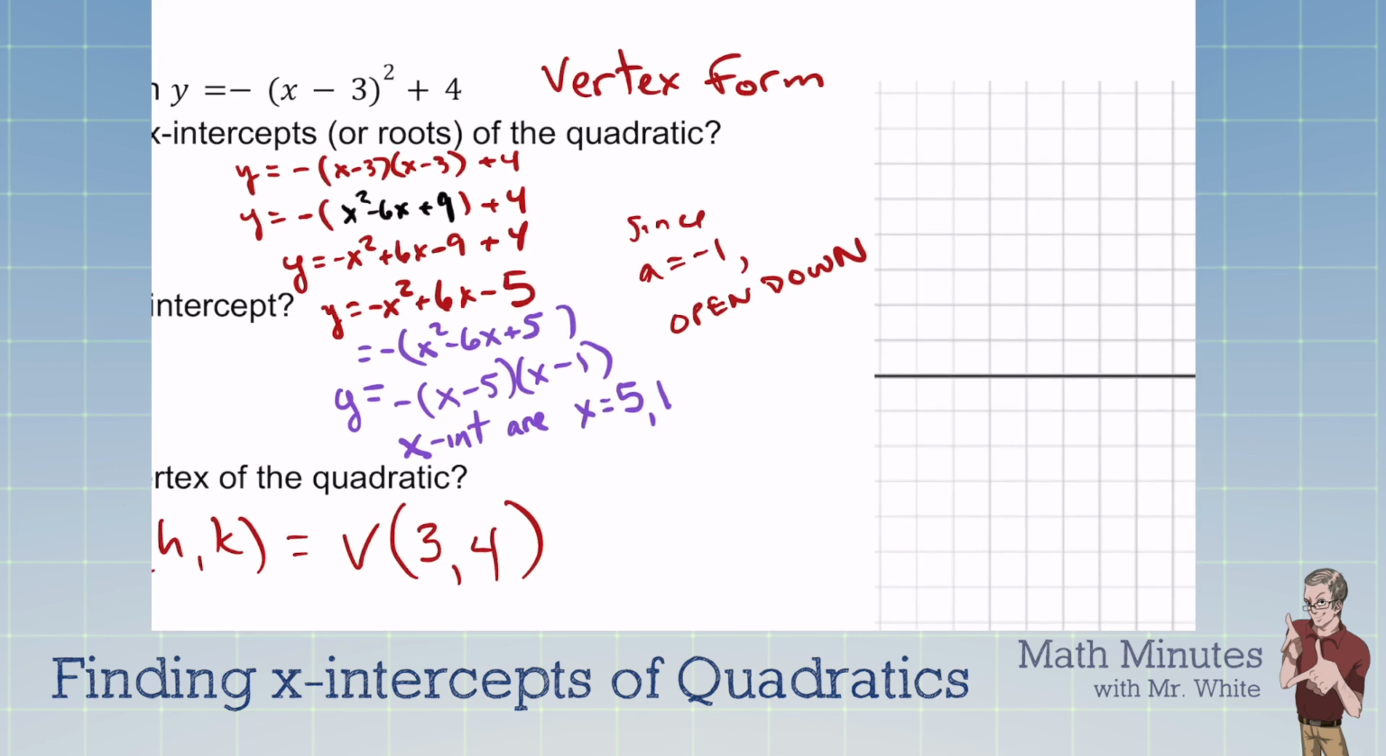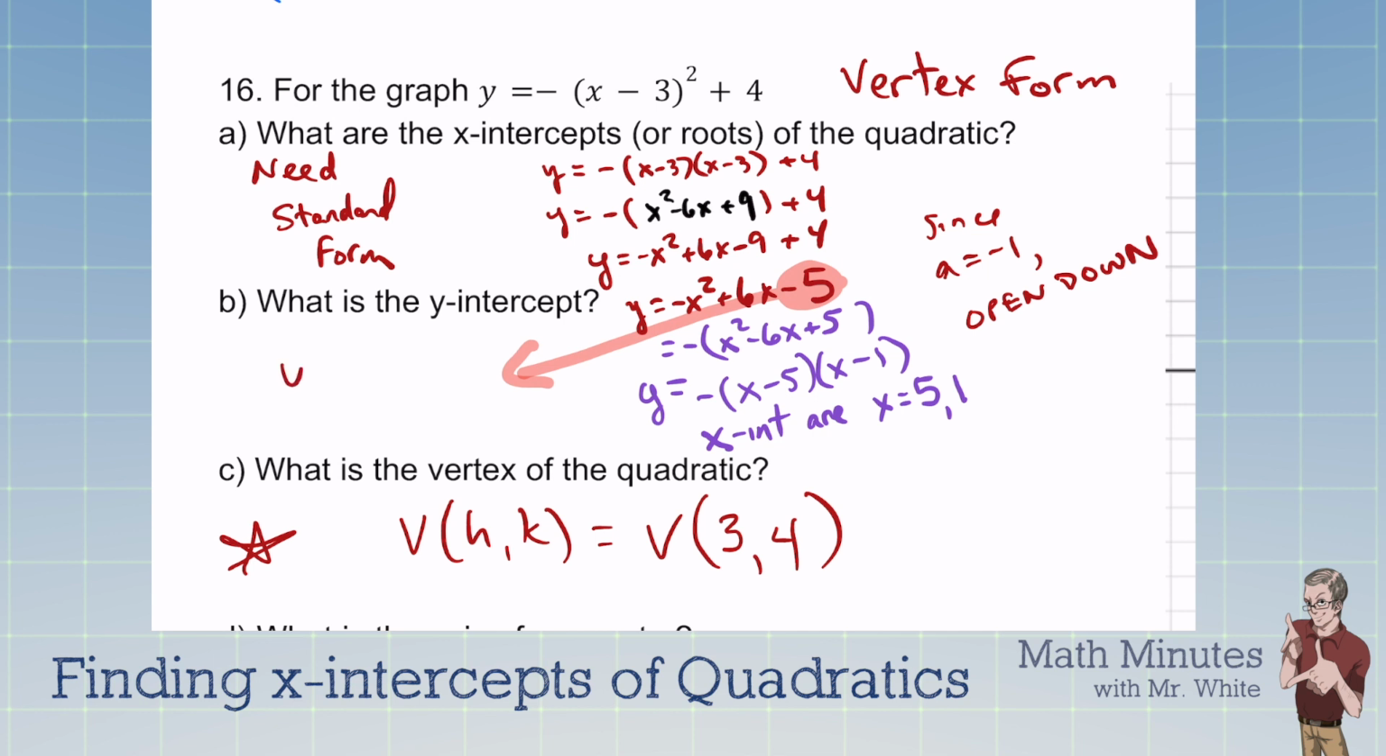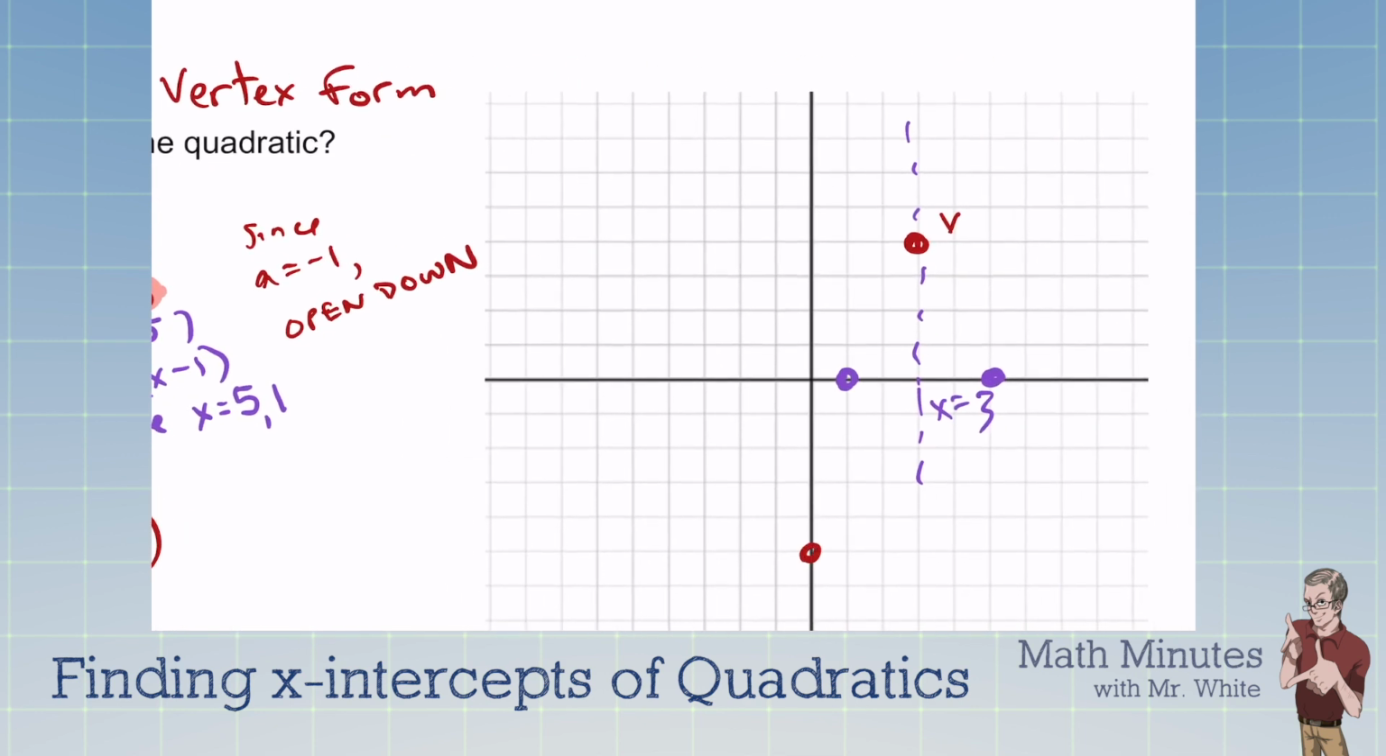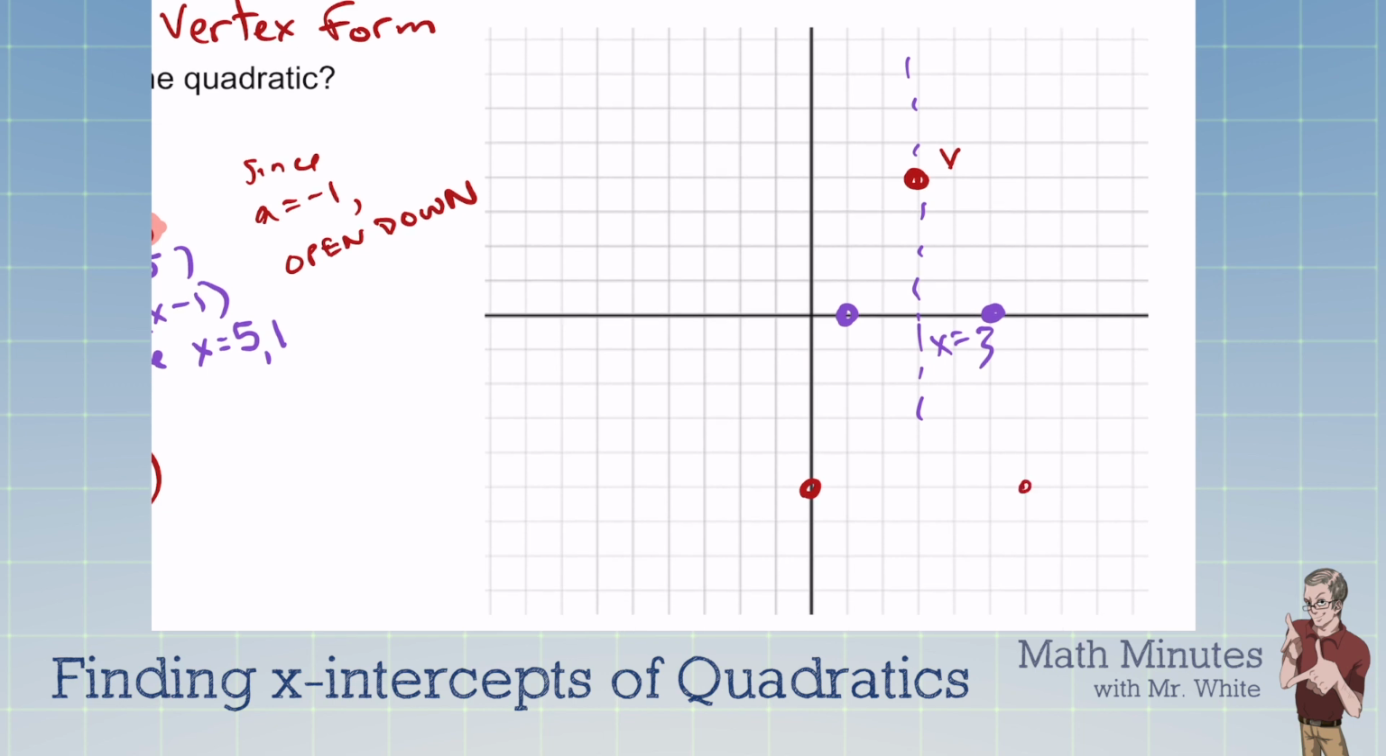Well, a y-intercept is going to be right here. So the y-intercept is 0, negative 5, or at y equals negative 5. So I go down to negative 5, and I get that dot there. I can mirror it across because of my axis of symmetry, and I think I've got a pretty good mapped out parabola that I can sketch in here.